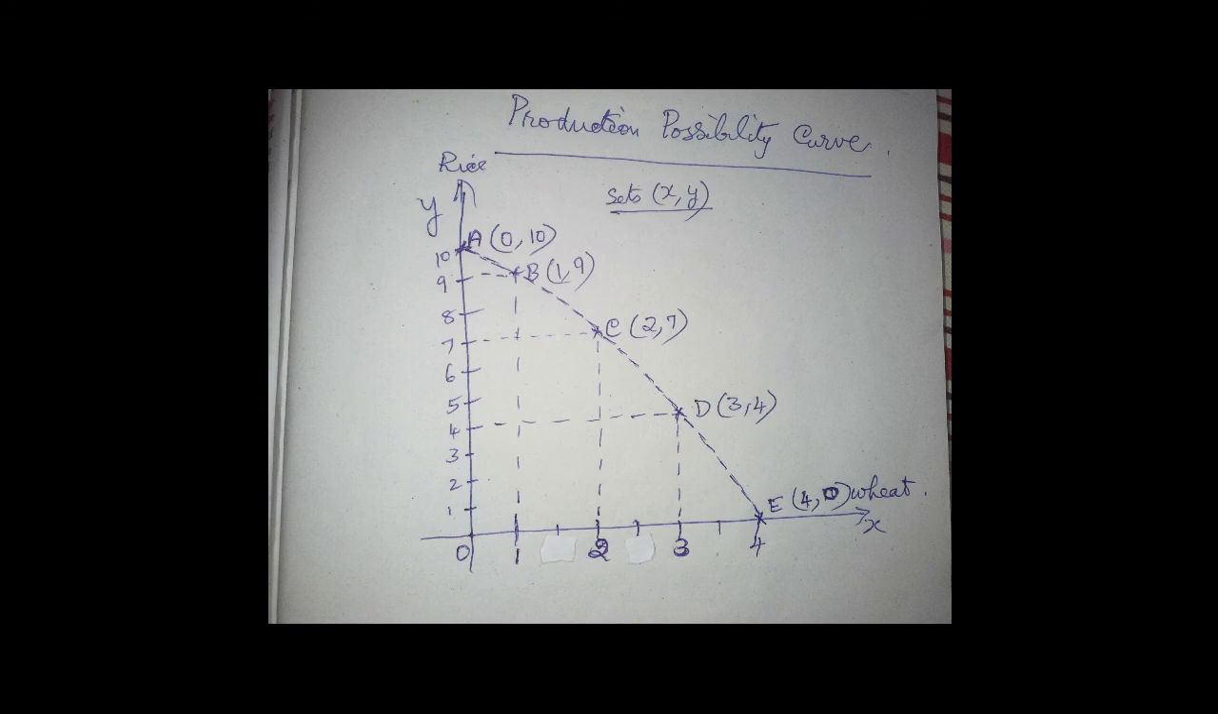When we join the different production possibility sets from A to E, we get a curve that is called a production possibility curve. The production possibility curve has two main features. First, it is downward sloping from left to right. The second one, it is concave to the origin.